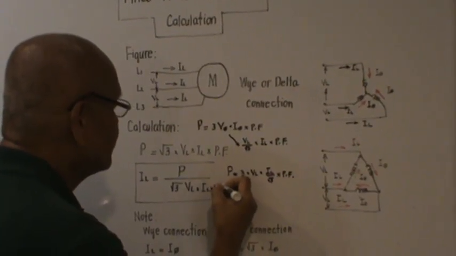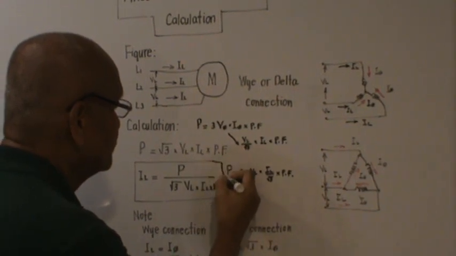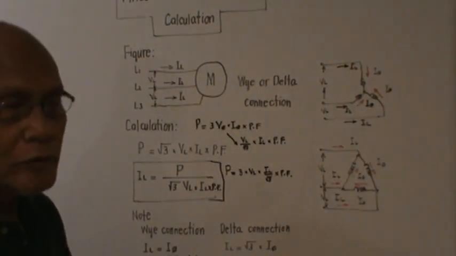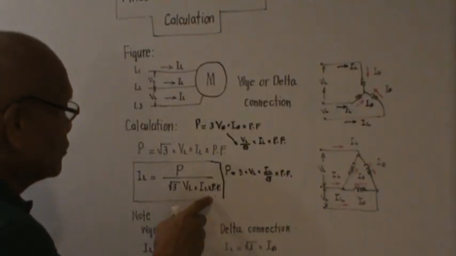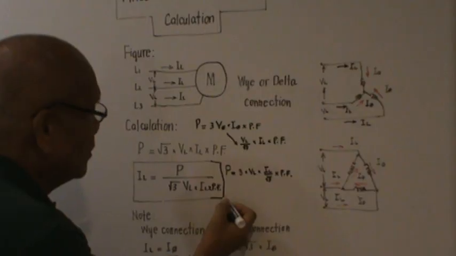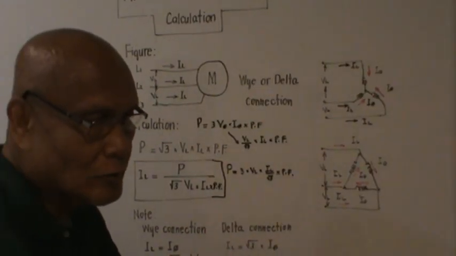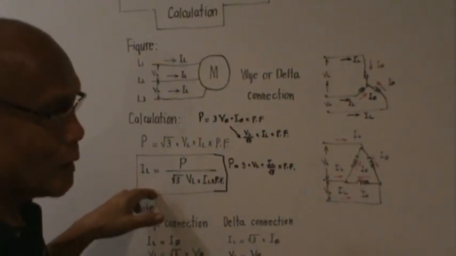Sorry for that one. I missed one term on the formula. The general formula and how to compute the current consumption of a three-phase motor, whether the connection is Y or delta. And this will be the required formula.